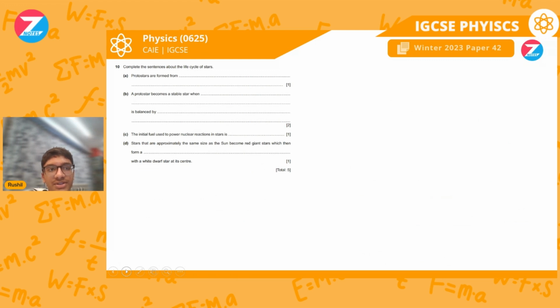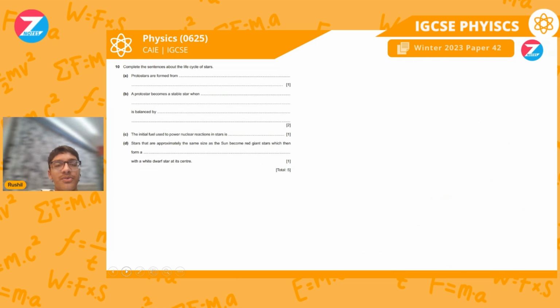Now, the last question is about the life cycle of stars. Protostars are formed first. So, protostars are formed when interstellar clouds of gas and dust heat up together, and reactions within those clouds of gas cause thermal energy, and then they clump together to form a star.